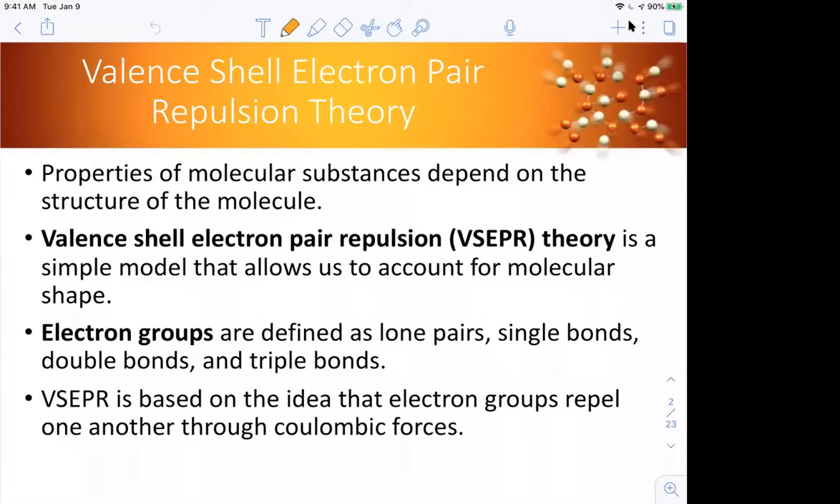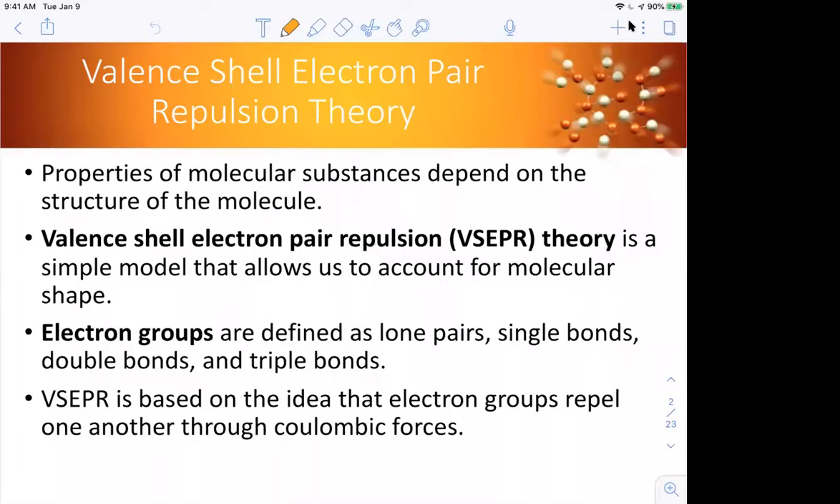Electron groups are defined as lone pairs and any kind of bond. So single bonds are 1 electron group, double bonds are 1 electron group, and triple bonds are 1 electron group. The way that we can designate shape is we base the idea of geometry on the idea that electron groups repel one another through Coulombic forces.